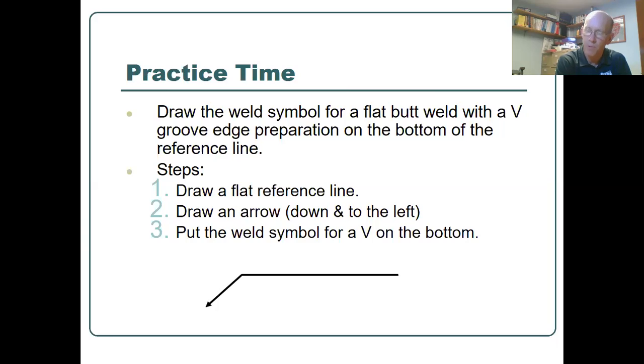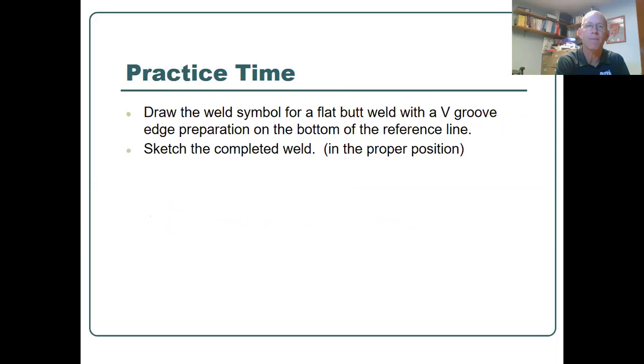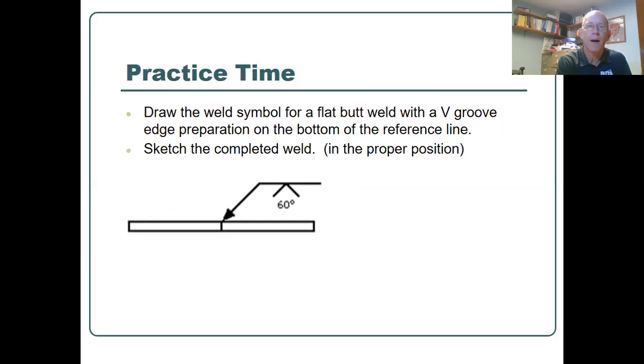So let's go ahead and quickly put a V symbol on there and then take a look. It'll be basically 2 lines, and they can both be angled. Try to put them kind of in the middle. Okay. Simple enough. So let's draw then the weld symbol for a flat butt weld with a V groove edge preparation on the bottom of the reference line, and then sketch the completed weld. So what is that going to look like?